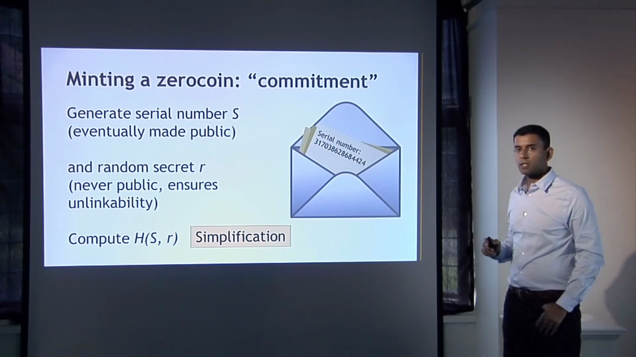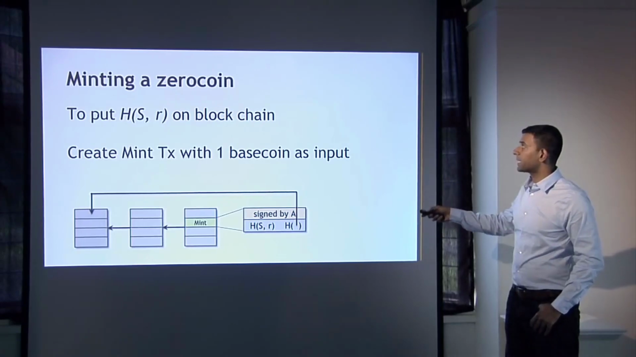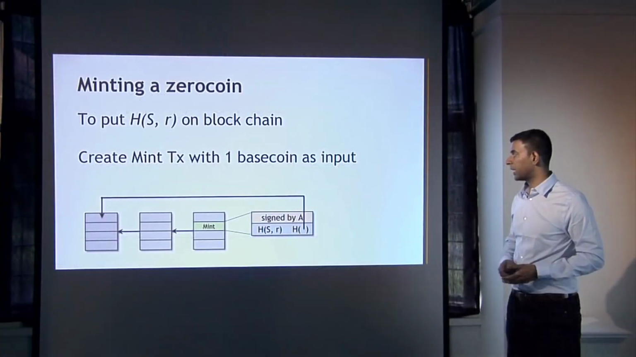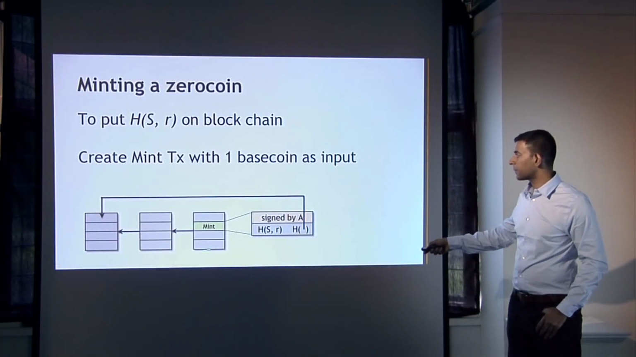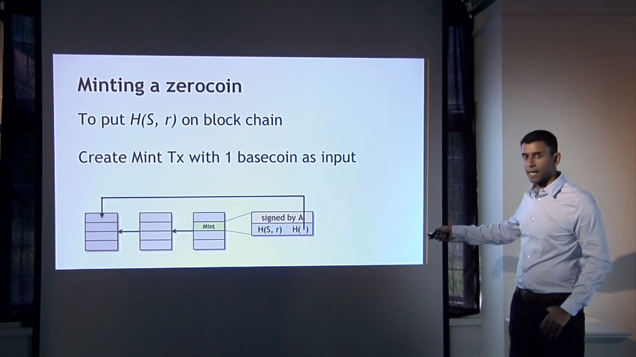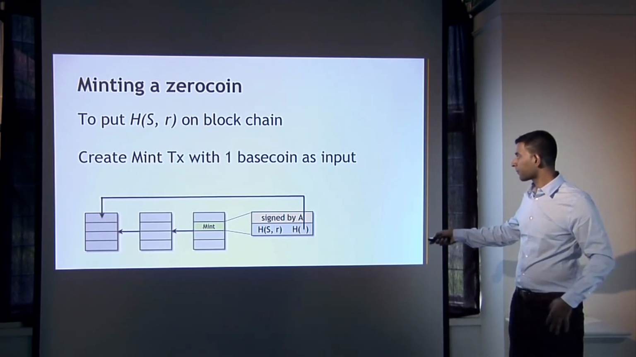Okay, once you've generated this commitment, what do you do with that? Well, the next step is to put that commitment onto the blockchain. That's when the zero coin sort of becomes real, and doing this requires, in a sense, burning a base coin and making it unspendable. So in concrete terms, how would that work? You've got the blockchain over here, and one of those transactions might be a mint transaction, and if you zoomed in, it would be a transaction that's signed by Alice, who created this zero coin, who minted this zero coin.